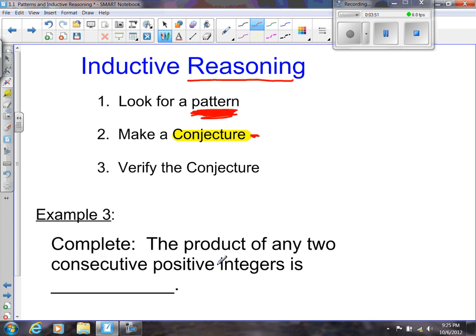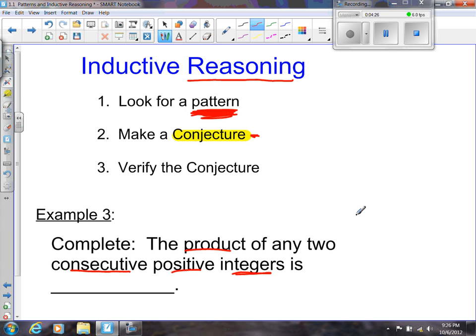Complete: the product of any 2 consecutive positive integers is, well, let's look for a pattern. Product means multiply. 2 consecutive means in a row. Positive, they have to be positive. Integers are the counting numbers and their opposites, so like 1, 2, 3, and their negatives, 0, -1, -2, -3. So no decimals or fractions here.